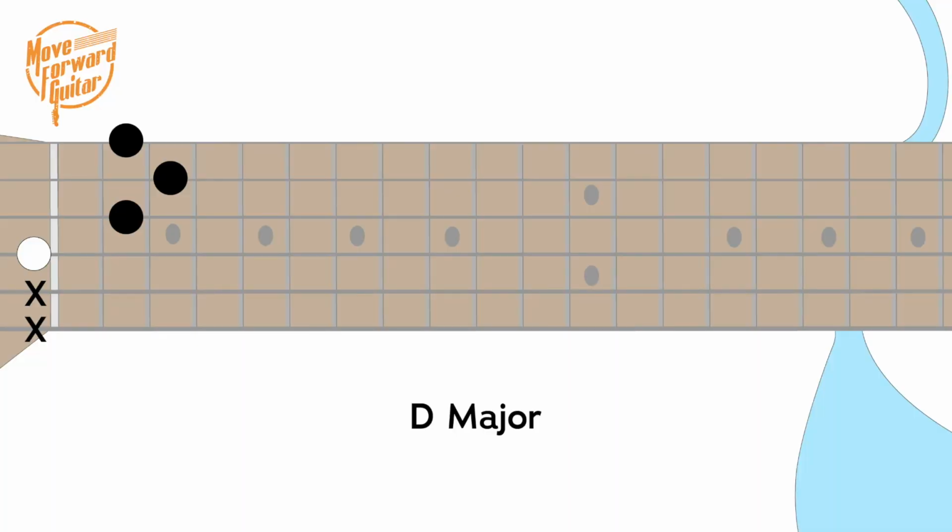And again, to know what chord I'm playing, I just need to know the root note. And again, the lowest note in this chord is the root note. In this open position, that lowest note is a D. That makes this a D major. That's why this chord's called a D major.